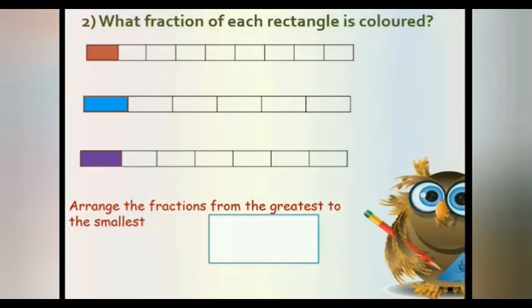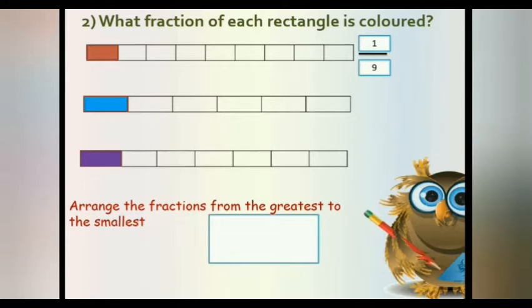The question is, what fraction of each rectangle is colored? See here, children. Here, 3 bars are given. First, we have to find the fraction for each bar. And then arrange the fractions from the greatest to the smallest. See the first bar, children. We divide the first bar into how many equal parts? 1, 2, 3, 4, 5, 6, 7, 8, 9. Yes, 9 equal parts. In that, how many parts are shaded, children? Only one part. Yes. Now the fraction is 1 by 9.